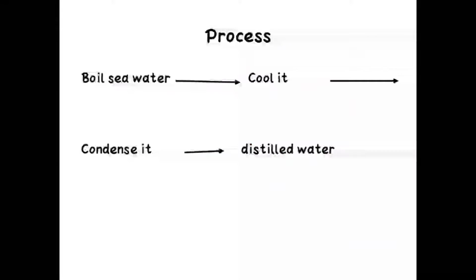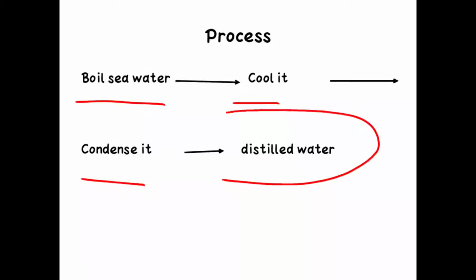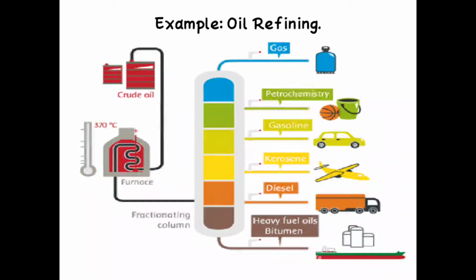So here is the process. First of all, boil the seawater, then cool it, then condense it in the condenser, and after condensation it will be converted into liquid, which will be distilled water.